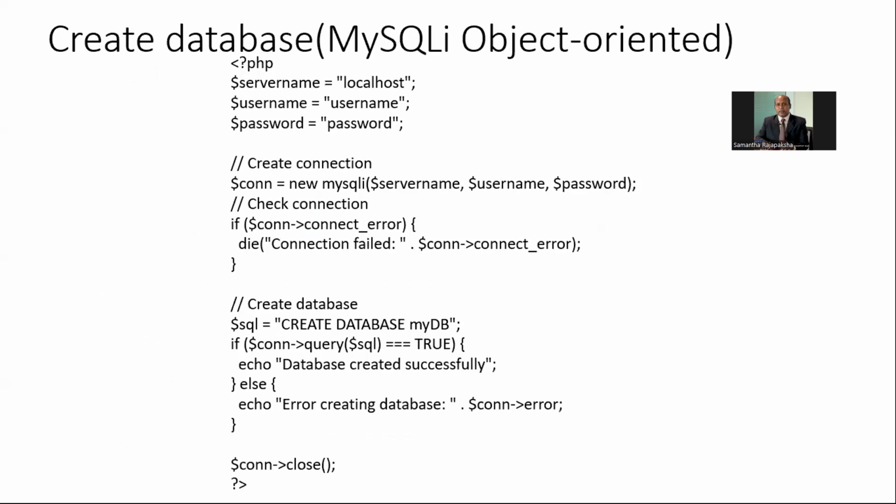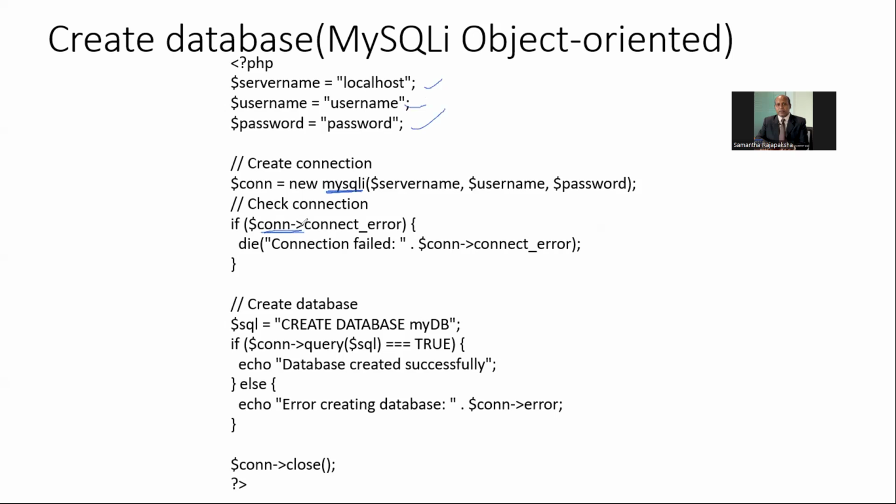Now, this is an example of how you can create a database using the connection that we have created. Initially, you need to provide the server name, username, and password, and you create a connection. This is the function which will create the connection, and then this will check whether the connection is successful or not.